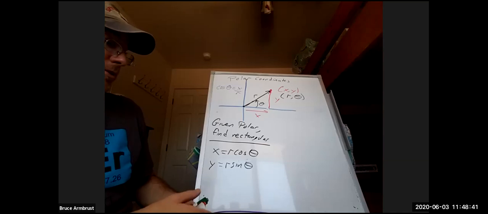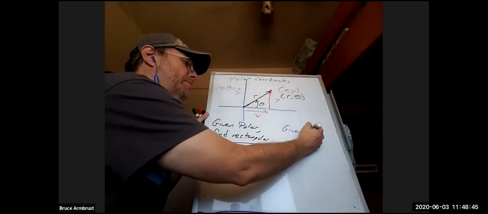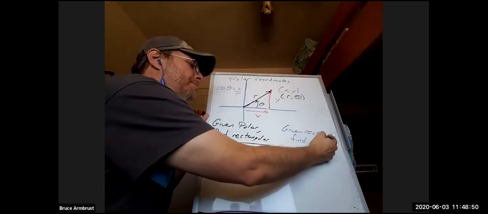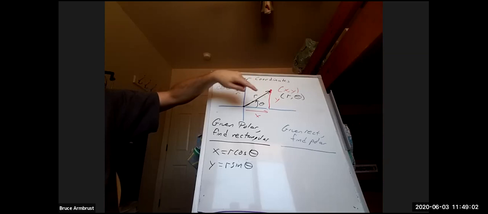Okay, so then what about going the other way? Given rectangular, how do we find the polar? So that means given x and y, how do you find r and theta? So look at this picture. Now we're given the red numbers and we want to find the black ones. So let's start with r. How would you figure out what r is? If you know x and y, how do you find r?